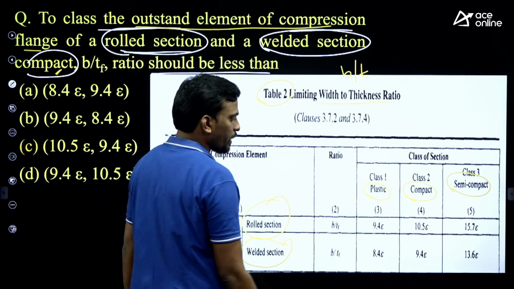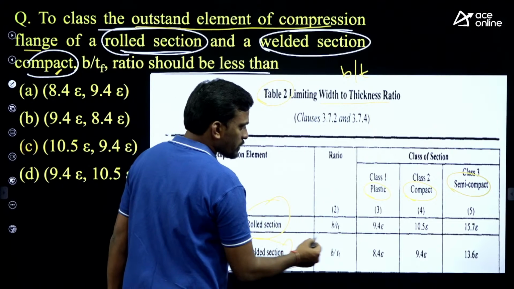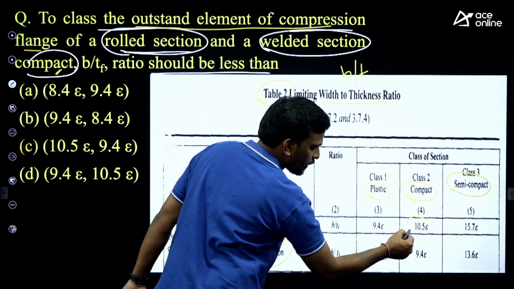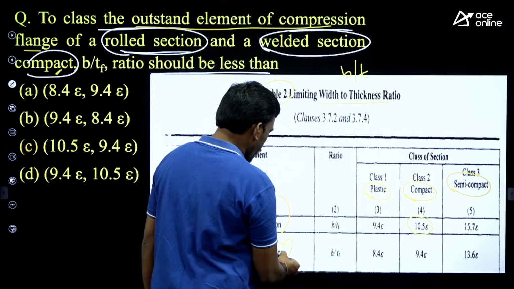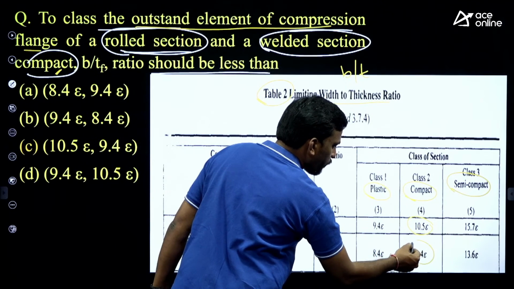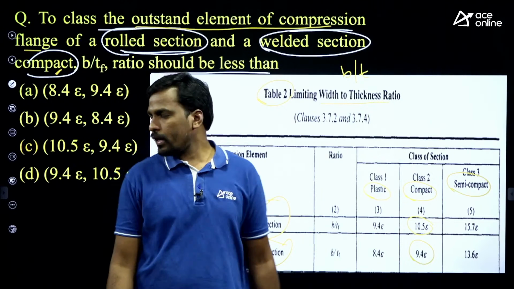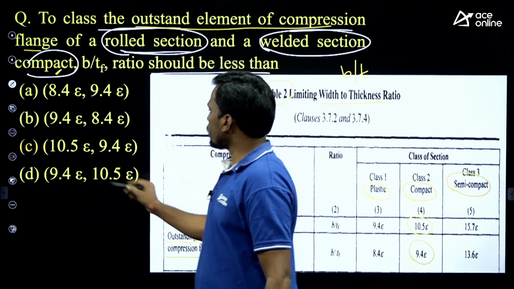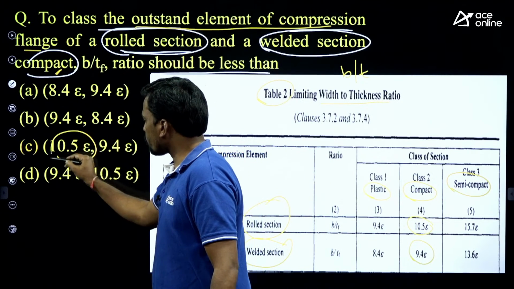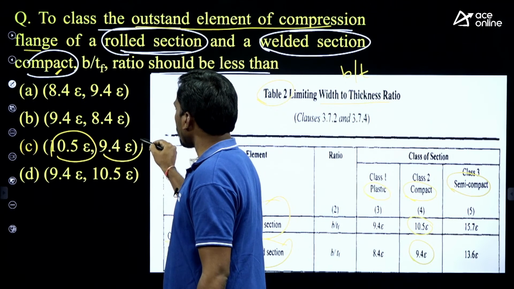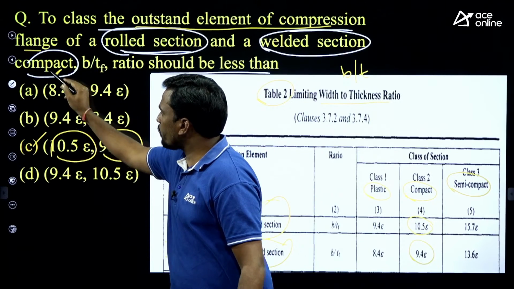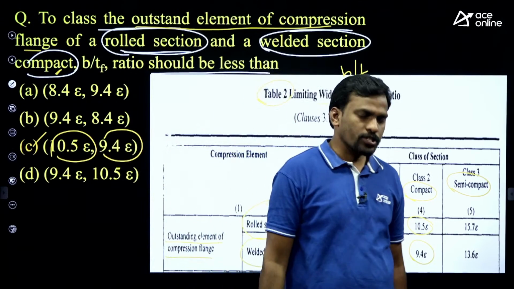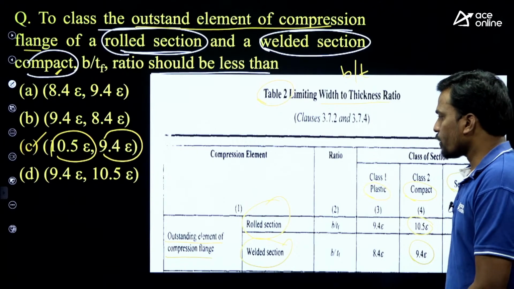So given compact, for a rolled steel section this is 10.5 times epsilon, and for a welded section 9.4 times epsilon. So first, rolled steel section 10.5 epsilon, and welded section 9.4 epsilon. Then option C is correct. Clearly mentioned, it is a compact section.